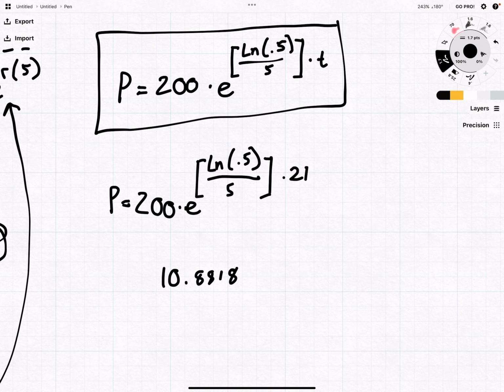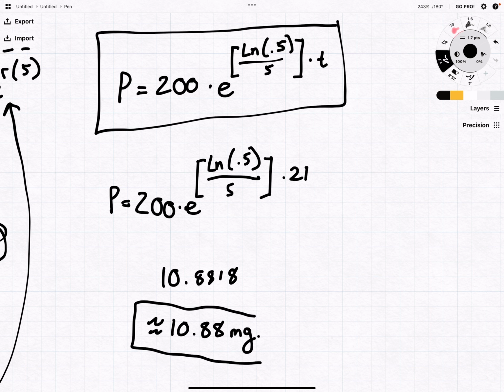10.8818 and all sorts of other decimals. We can just say about 10.88, and this is measured in milligrams, correct? Yes. 10.88 milligrams. Okay, good. So that's that for part C.